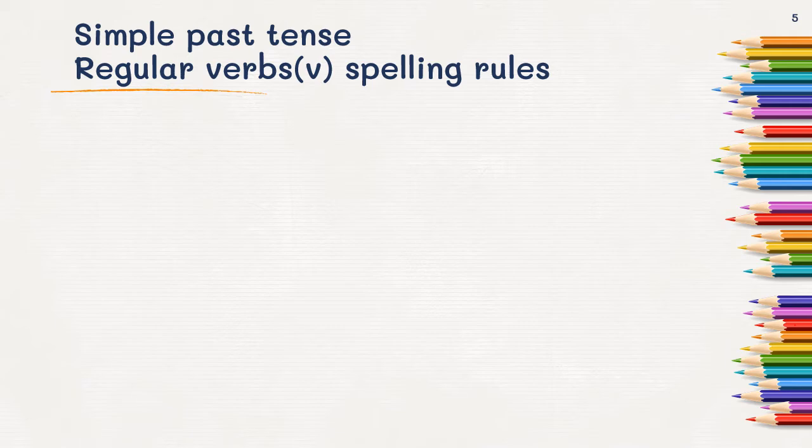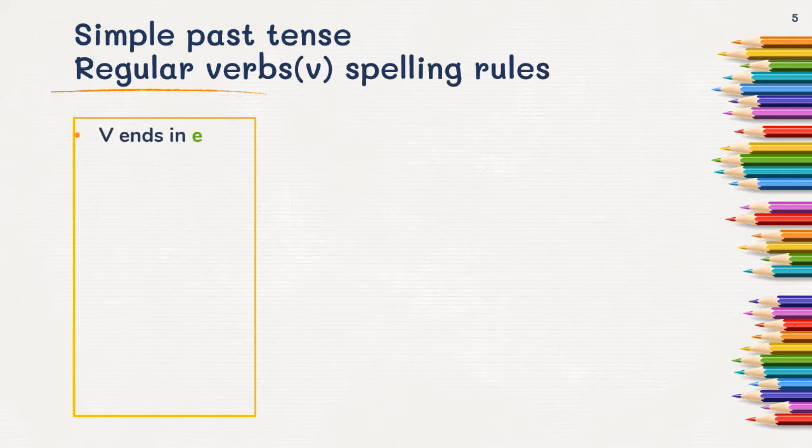So we will look into the examples of both regular verbs and irregular verbs in their past tense form. Now let's focus on regular verbs first. So children, the first rule is for verbs ending in E, we add D.